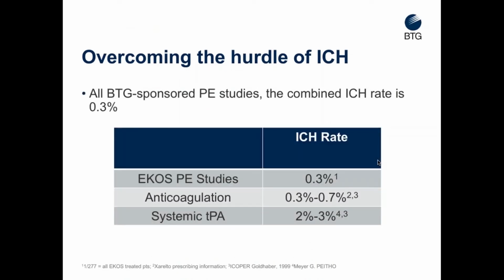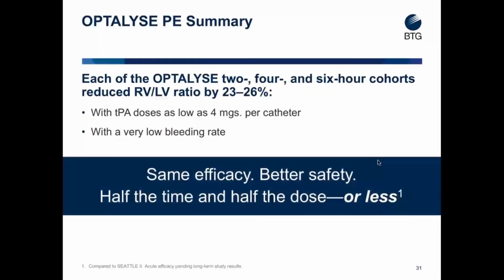If we look at, again, all EKOS studies and compare it to historical rates of intracranial hemorrhage, we see that EKOS therapy has a very similar rate of less than 1% of intracranial hemorrhage as compared to just anticoagulation alone. Systemic IV fibrinolysis consistently has been shown, both in longer registries such as ICOPER and more contemporary data such as PYTHOS, to have a 2 to 3% rate of intracranial hemorrhage.